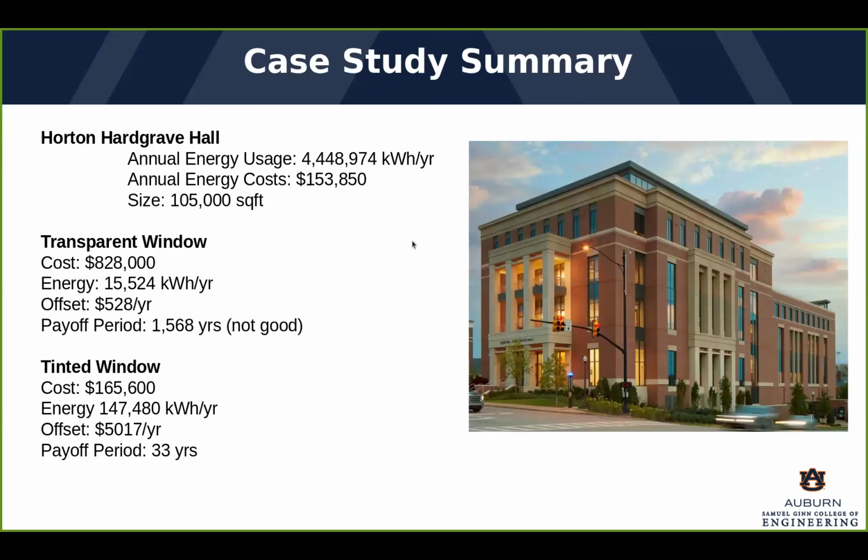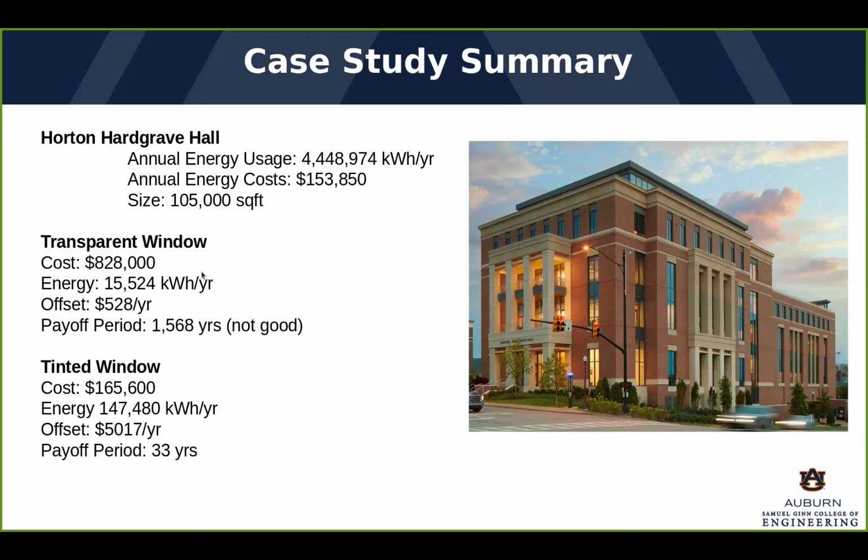So to summarize, Horton Hargrave Hall uses a lot of energy. Based off of that, we're estimating about $150,000 a year, and that's just over $10,000 a month. That's a lot. I think it's hard to really understand that from a person who lives in a 1,000 square foot apartment, just how much that is compared to where I live. That's 100 times as big. So it stands to reason they use a lot more energy, and there's a lot more going on inside.